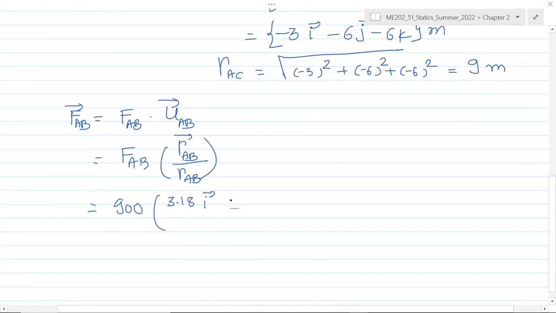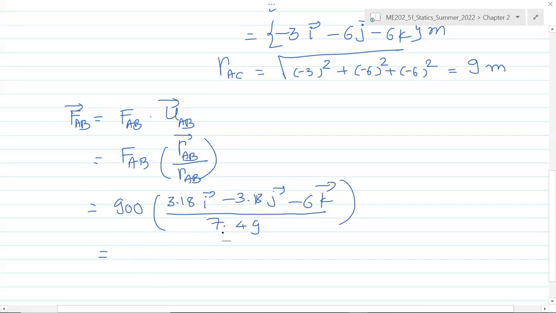3.18i minus 3.18j minus 6k divided by its magnitude, which is 7.49 that we have calculated in the previous step. Now remember that there is no unit for this bracket because this is meters divided by meters, so it's dimensionless, multiplied by newtons. So at the end we get the unit, which is newtons. So when you do this math, you need to divide 900 by 7.49 and multiply that number with each one of these components here: 3.18, minus 3.18, and 6.